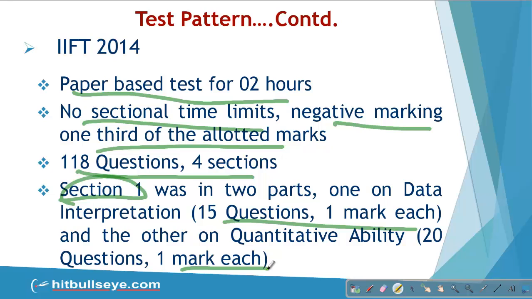The DI section saw questions which were intensive in terms of calculations. Questions were typically designed around bar graphs, pie charts, and data tables. On the other hand, the quant section saw questions designed around real life situations. The questions were lengthy and they had a variety of topics reflecting all the 4 modules of maths: arithmetic, algebra, geometry, and modern maths.